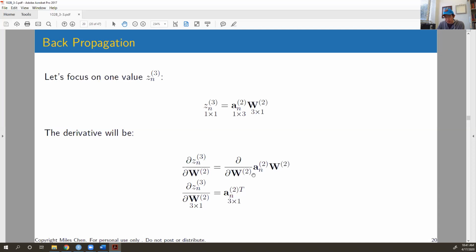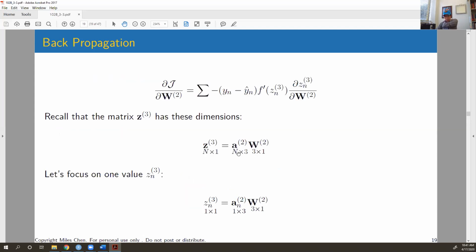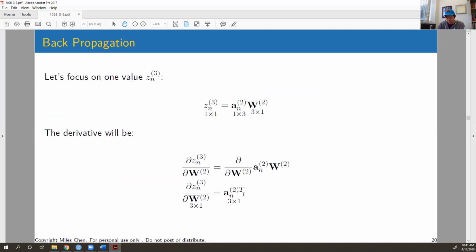The full A matrix is n by 3, but if we just isolate one row, it's going to be a 1 by 3 row matrix, and the gradient of that is going to be that row matrix transposed, which will be a 3 by 1 column matrix.